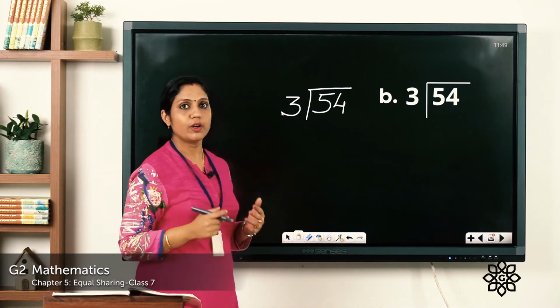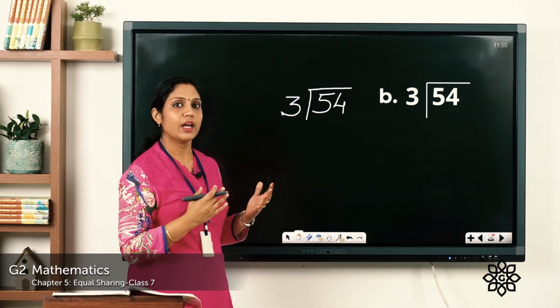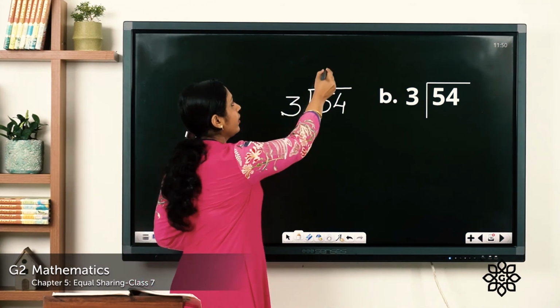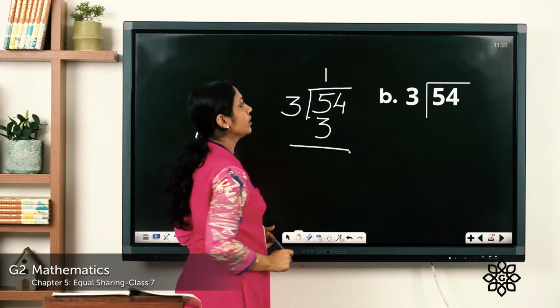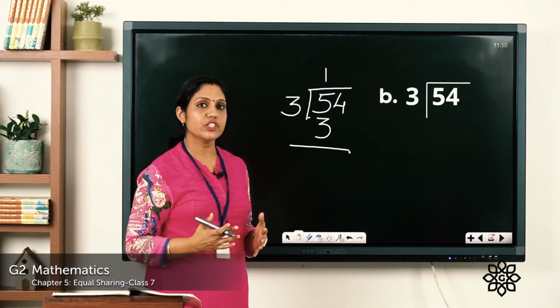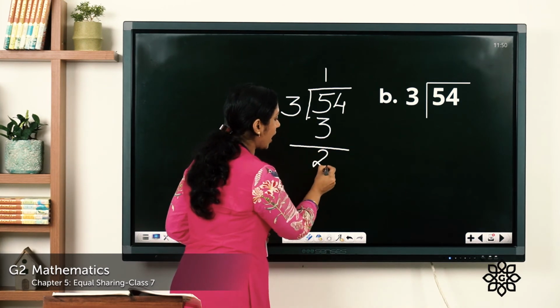Now let's check the table of 3. 3 ones are 3, 3 twos are 6. So we'll take the number 3. 3 ones are 3. Write 1 on top and 3 below 5 and then subtract. 5 minus 3, how much is it? 5 minus 3 is 2. So write that 2 under it.